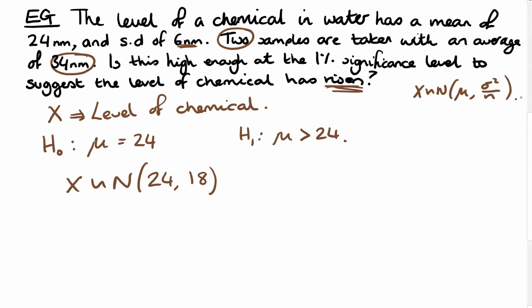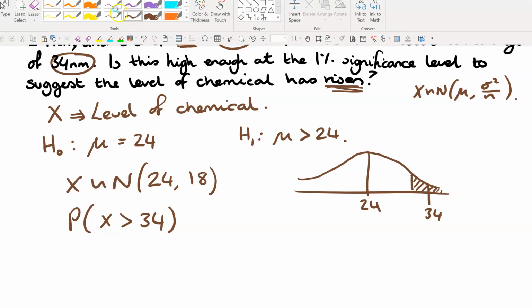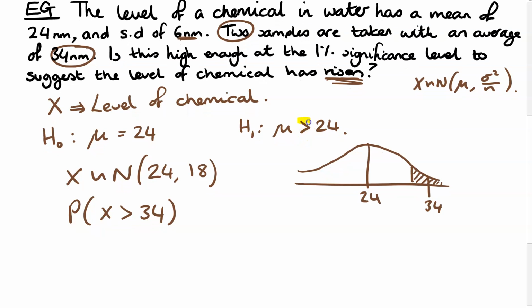And we are testing the probability that, if our mean here is 24 and we want to know where 34 is, does that fall within our region? So we need to know the probability of being greater than 34, whether that is more or less than our significance level. Quick tip: the symbol there is always the symbol there. If you're testing higher, then you've got to find the probability of being higher.